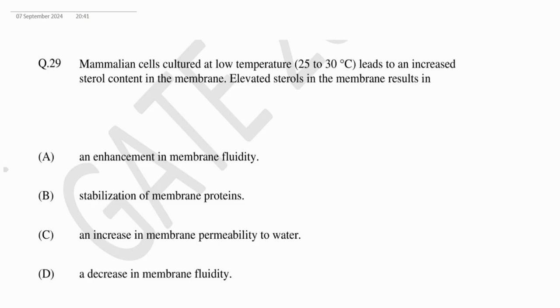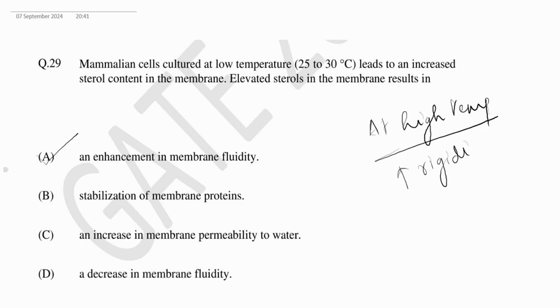Mammalian cells cultured at low temperature, that is 25 to 30 degrees Celsius, leads to an increased sterol content in the membrane. Elevated sterols in the membrane results in, the option is, an enhancement in the membrane fluidity. Why? Usually, if the sterol content is high, like cholesterol content is high, then it results in increased rigidity and less fluidity.